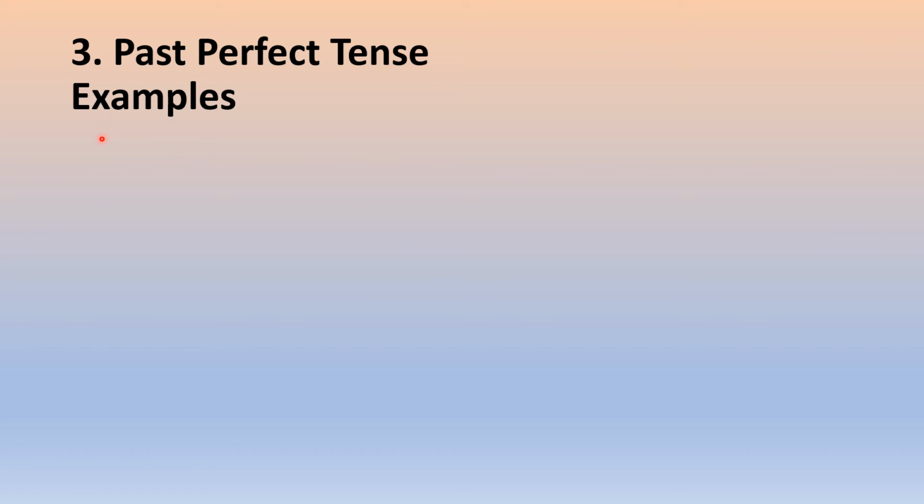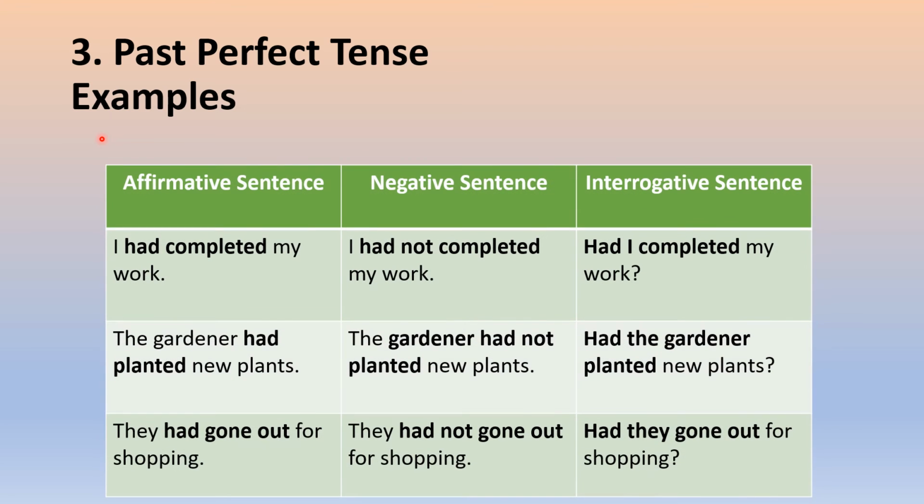Here are a few examples. I have applied the formula about which I have just told you and written the first affirmative sentence. I had completed my work. I is the subject, had is the auxiliary verb, completed is the third form of verb. As I have told you, past perfect tense is used when we want to show that the action was completed in the past.